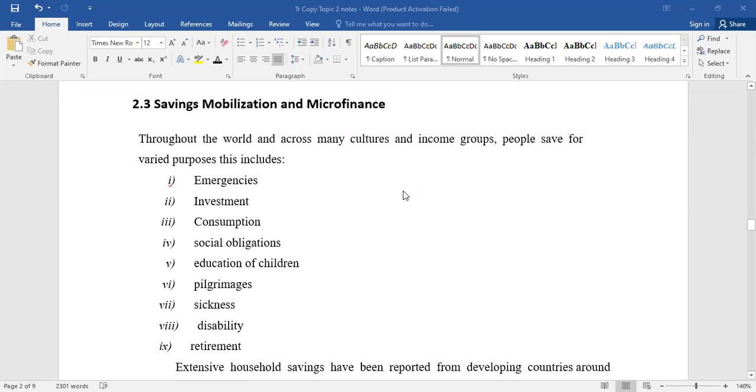Now, how do we mobilize the savings? Throughout the world, many cultures, income groups, people, they save for different purposes. Among them, someone will save because of an emergency that might hit them unexpectedly. People will do this to grow their proceeds. Others will do this so that in the future, they have something to take care of them, especially in rainy days. So I'll be having some 100,000 in the account, waiting. Unexpectedly, anything can happen. My employer can just tell me, we no longer need your services. So as I look for another place to earn bread for my family, the amount that I saved will be taking care of the daily upkeep or the consumption.